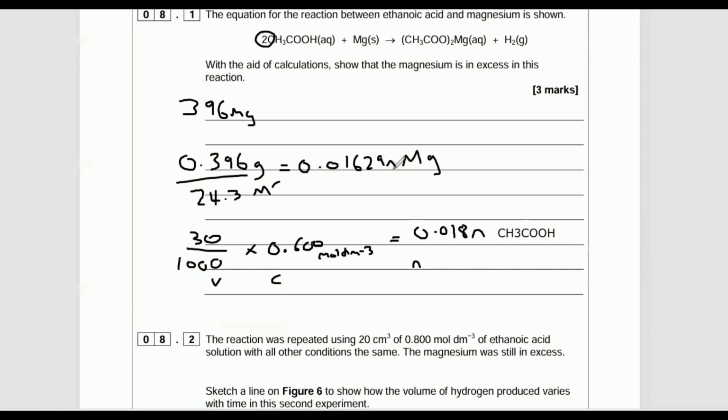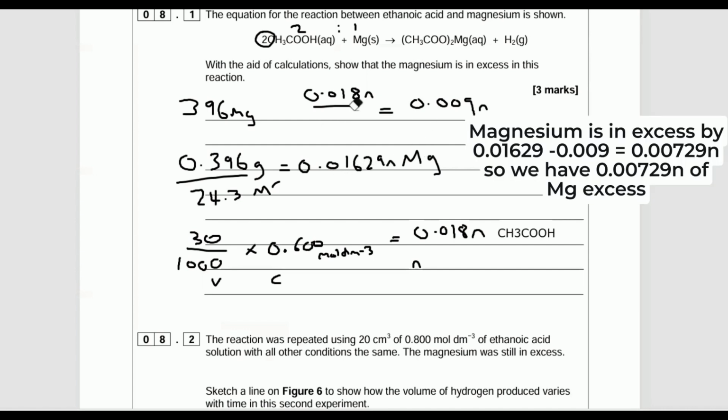So we can show that the magnesium's in excess and that we have left over, because what we can do is we can say, well, how much magnesium do we need to wipe out this 0.018? Well, as the ratio between Mg and ethanoic acid is 1:2, or 2 ethanoic acids to 1 magnesium, I can say, well, I've got 0.018 ethanoic acid, so how much magnesium do I need? Well, divide it by 2. And I only need 0.009 moles of magnesium. And I've got way more than that. I've got 0.01629.